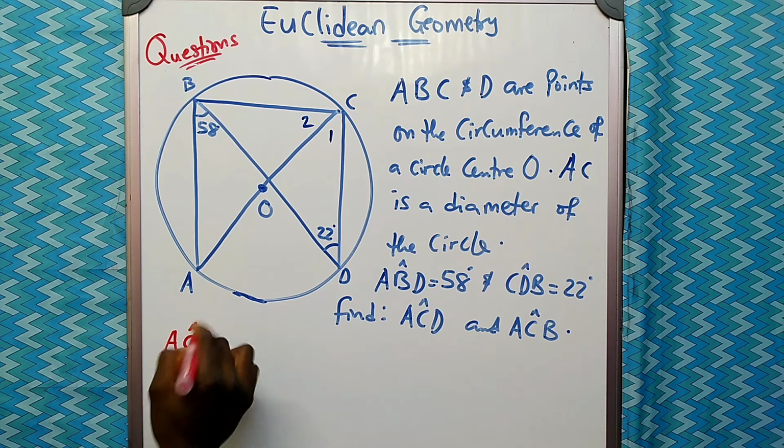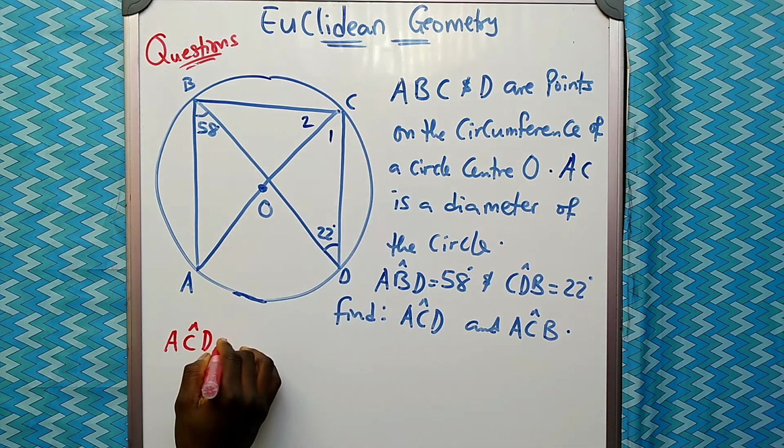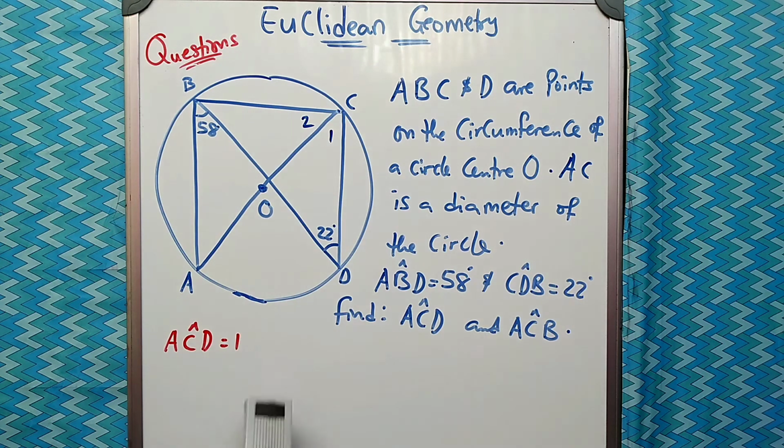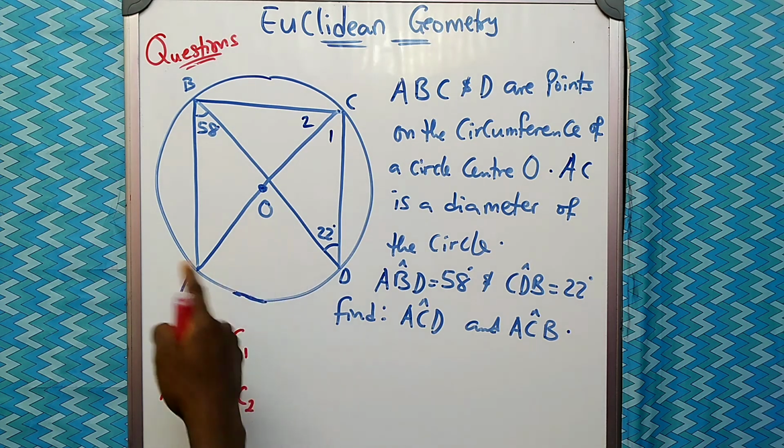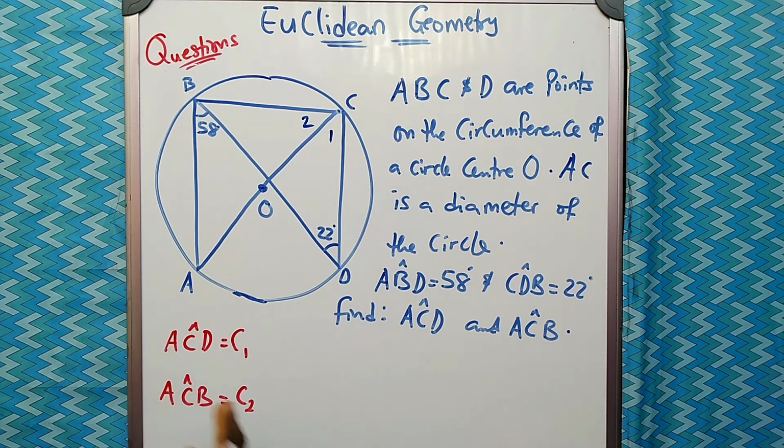ACD is the same thing as C1. You can call it C1 as identified in the diagram. And we are also asked to find ACB, angle at C, which we can call C2. All right, let's deal with this. Before we go on, there are some preliminary studies that I will expect us to do. And how do we do that? We can identify some angles that are going to help us in solving this question.